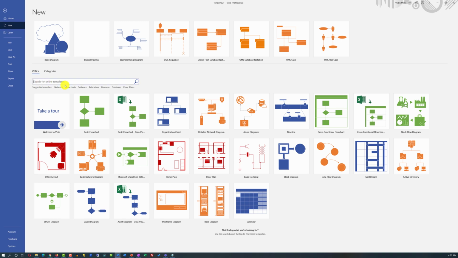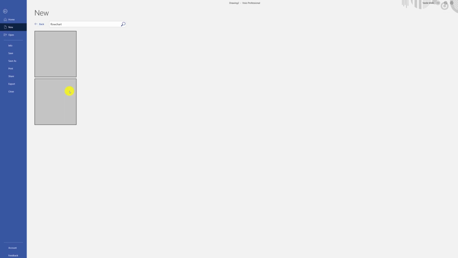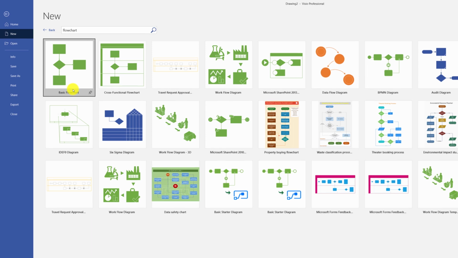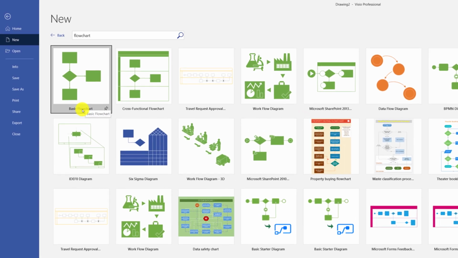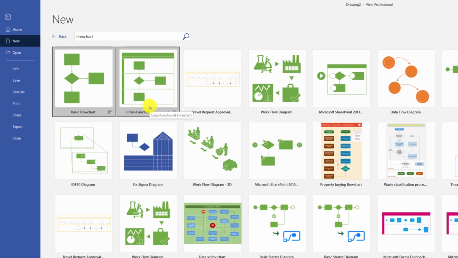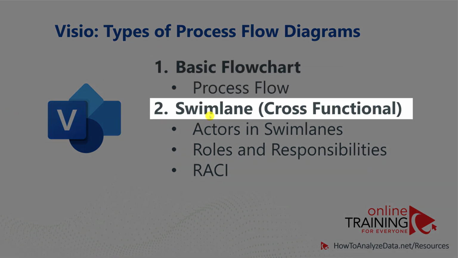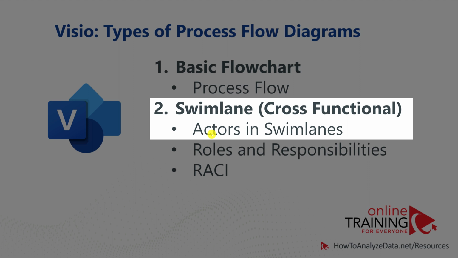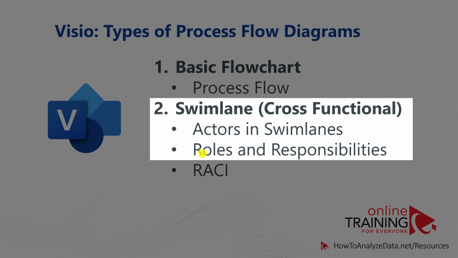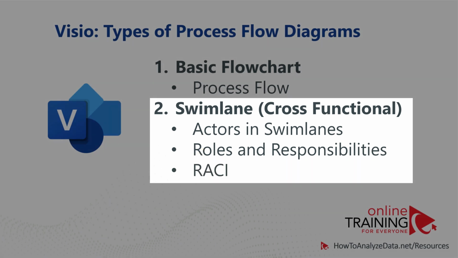There are two types of process flow diagrams Microsoft Visio supports and provides templates for: basic flowchart and cross-functional flowchart. Basic flowchart allows you to define process flow, versus cross-functional, which is also called Swimlane flowchart, allows you to define process flow, but in addition you define actors in separate swim lanes. And this diagram is extremely helpful to separate roles and responsibilities, specifically for asymmetrics.